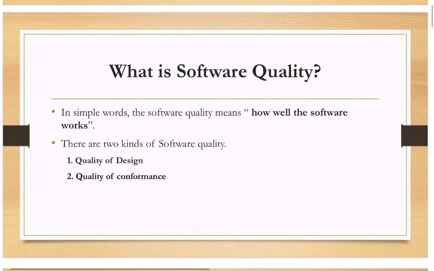Now, what are the definitions of software quality? It means how well the software works. There are two kinds of software quality: quality of design and quality of conformance.